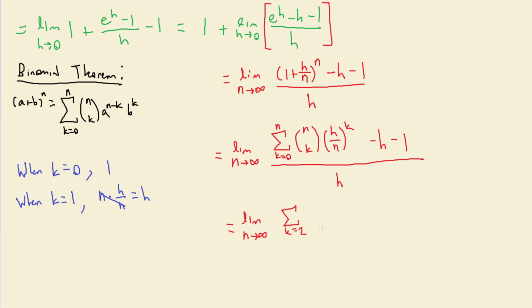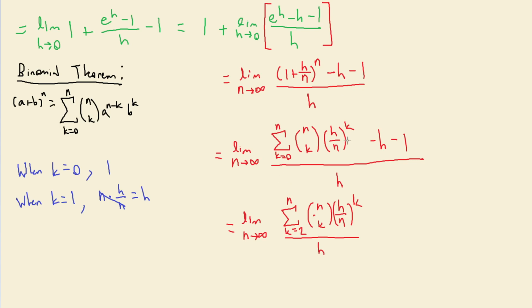So we're starting from k is equal to 2 instead of k is equal to 0. Once again, right here, we are just subtracting these first two terms where k is equal to 0 and k is equal to 1. So if we want to get rid of these, we could simply start the series from k is equal to 2 going up to n, where n choose k multiplied by h over n to the power of k divided by h.